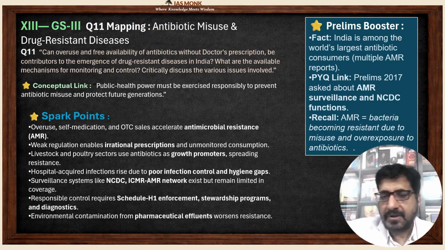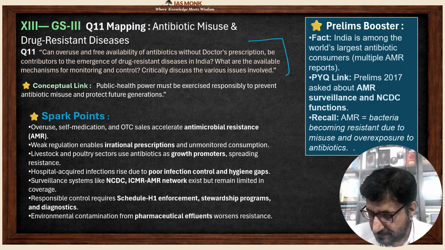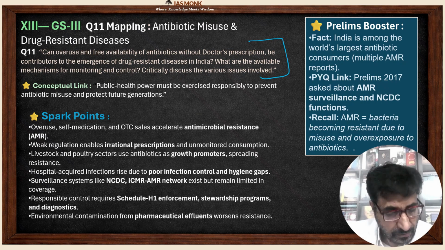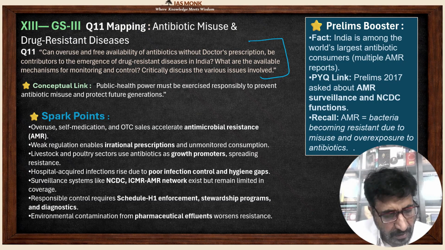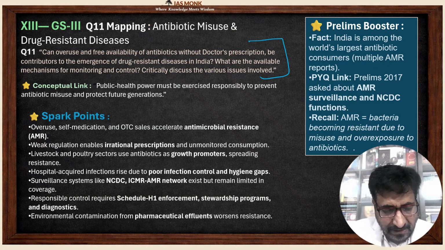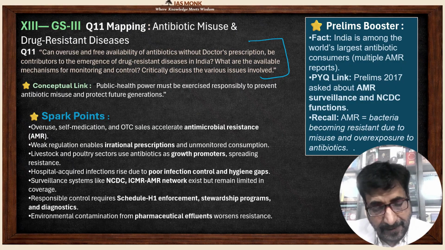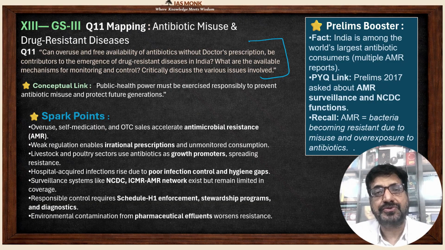What is that question? I have a question paper in my hand. I have given that question here, full question, 12.5 marks, word limit is 200. So I will just read it out from this question paper. Can overuse and free availability of antibiotics without doctor's prescription be contributors to the emergence of drug-resistant diseases in India? What are the available mechanisms for monitoring and control? Critically discuss the various issues involved.